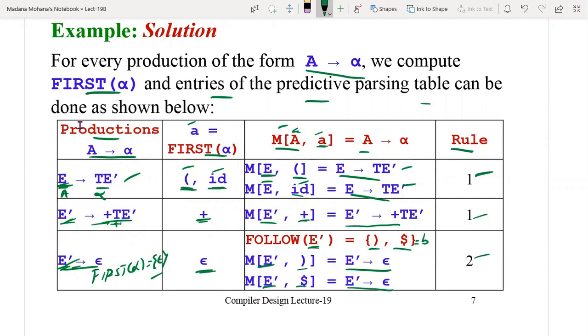So here you can see directly the follow of E dash contains dollar also, as per the rule 2, the last point. So whenever first of alpha is null, then dollar is in follow of E dash, and you can add the same production under the entry E dash and dollar. So that is also added here. Now this is rule 2. Now E dash productions are over.